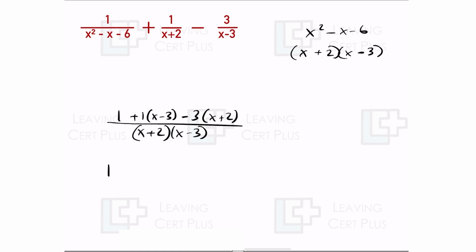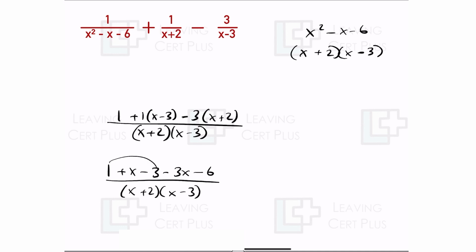So multiplying out the top, we're going to get 1 plus x minus 3, minus 3x minus 6. And on the bottom, I'd usually leave these as their factors, just in case we can simplify further in the question. So tidying up, we get 1 minus 3 minus 6 is going to give us a minus 8. And then we've got a minus 2 with these two. So that's minus 2x. On the bottom, we've got x plus 2 by x minus 3.